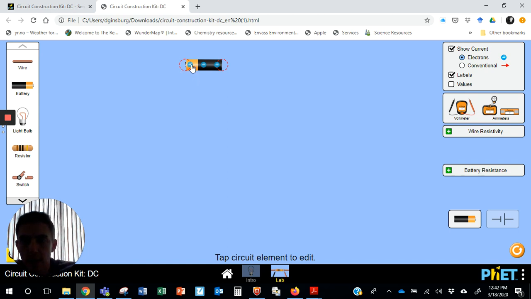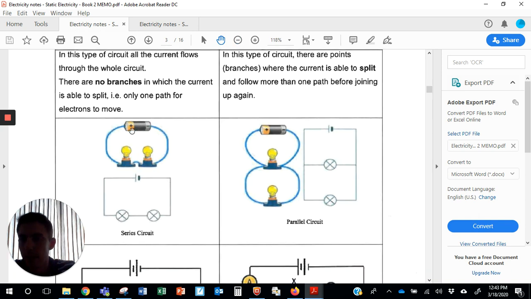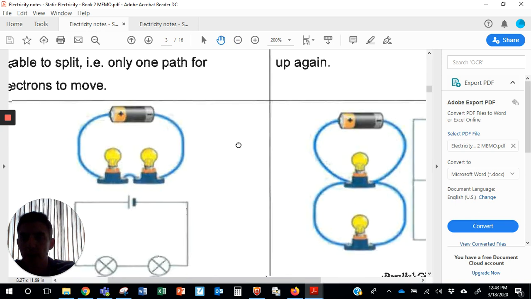On the cells in the online PhET simulator, the left-hand side of this cell is a goldy color, the shorter side. It is actually the positive terminal of the cell, whereas the other side with the longer black side, that is the negative terminal of the cell. You can see how it matches up exactly with what's in your notes.